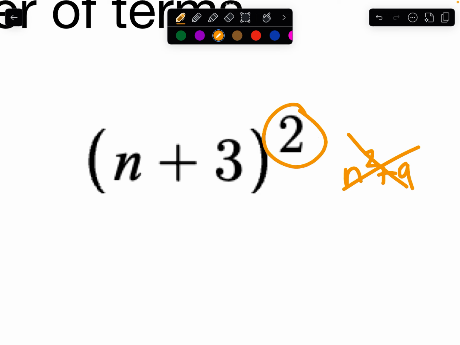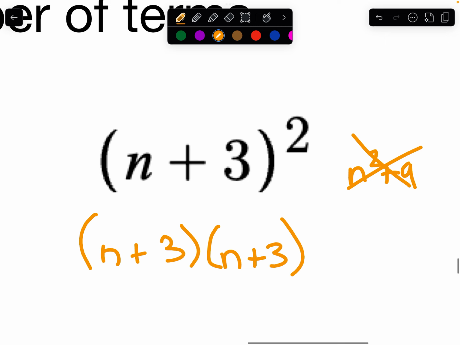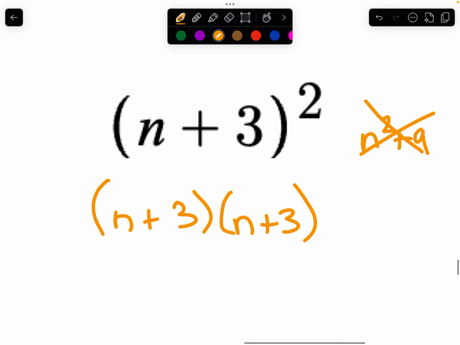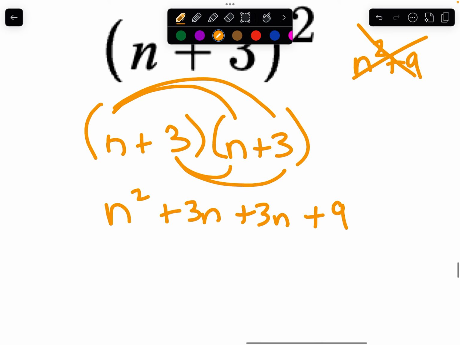Remember what it means to square an expression. We square an expression by multiplying it by itself. So n plus 3 squared literally means n plus 3 times n plus 3. And when we write it out, perhaps now we can more clearly see that we have to FOIL here. N squared, 3n, another 3n, 3 times 3 is 9. Now we can combine the two like terms in the middle. The wrong answer up here is missing that 6n in the middle that we would have.